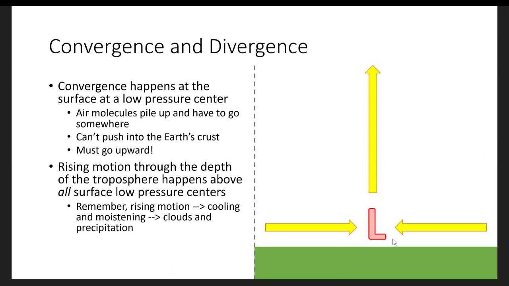Think of what happens when you put your fingers together and you press, like your fingers move up. If you push two things together, you're going to get this upwards motion generated. It can't push down into Earth's crust. They pile up and they have to go somewhere, so they have to go up. Rising motion through the depth of the troposphere happens above all surface low pressure centers.